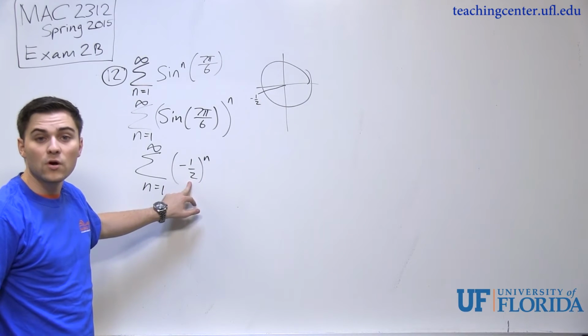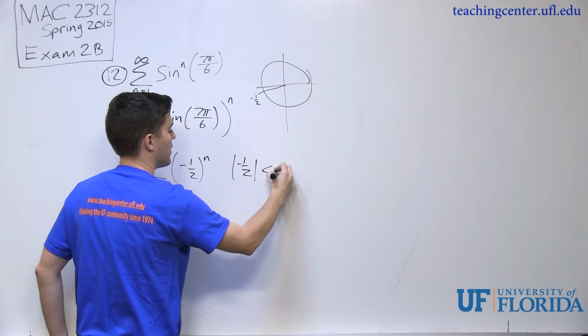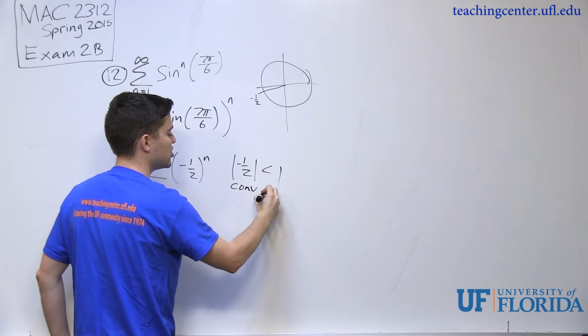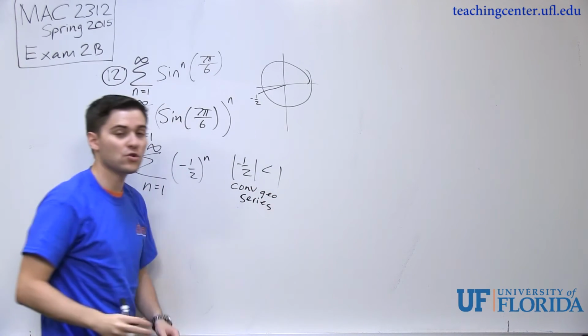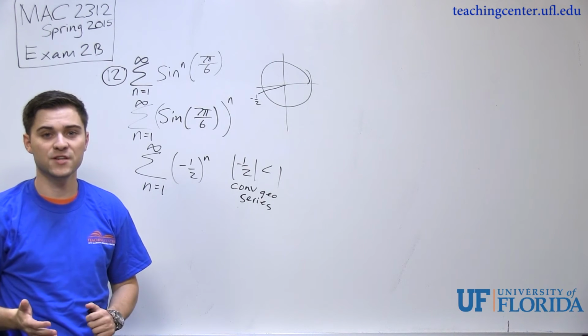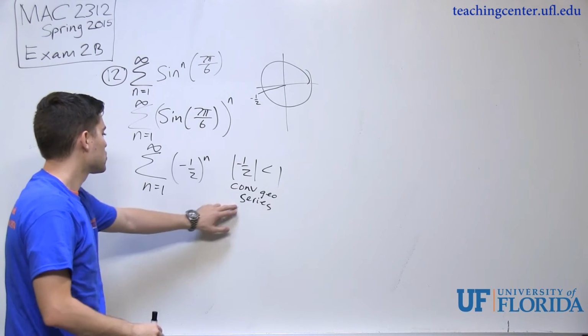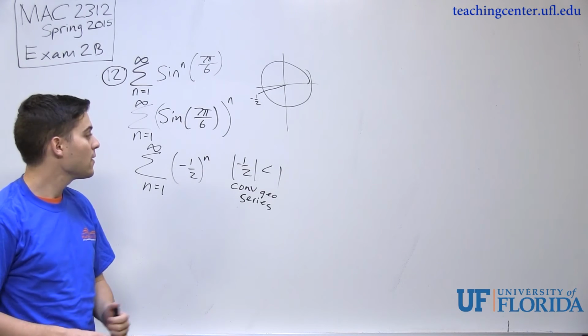Negative 1 over 2, is that less than 1? The absolute value is in fact less than 1. So therefore this should be a convergent geometric series. Which is important to note because you can only find the sum of a convergent geometric series. If you try to find the sum of a divergent geometric series, it doesn't work. You get a garbage number that doesn't mean anything. So because we know this, we can go ahead and plug into our summation formula.